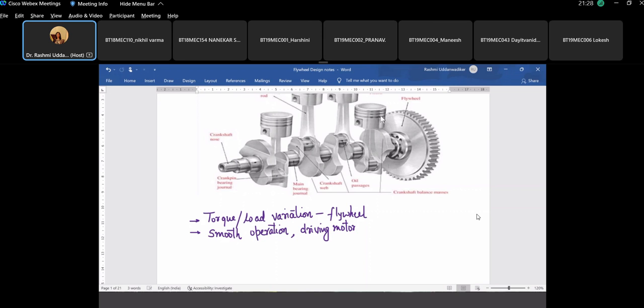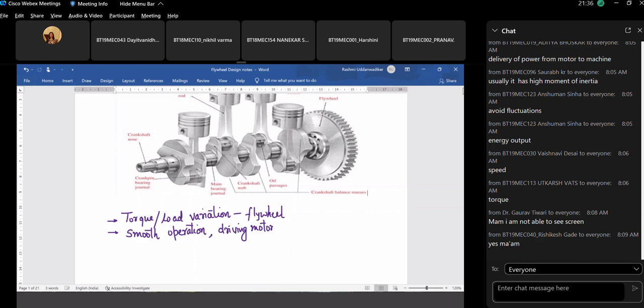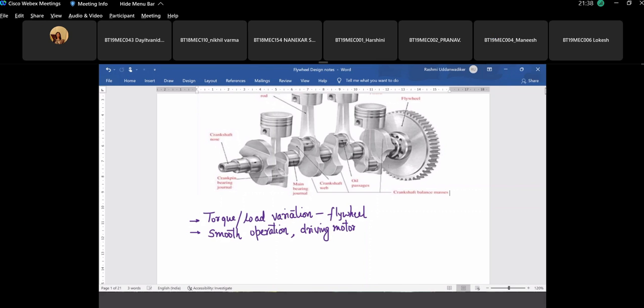Is my screen visible to all of you? Utkarsh? Ayush? Yes, ma'am. Tiwari sir, why is it not visible to you? I rejoined, ma'am. I think some problem with the connection or something. Yeah. Thank you.